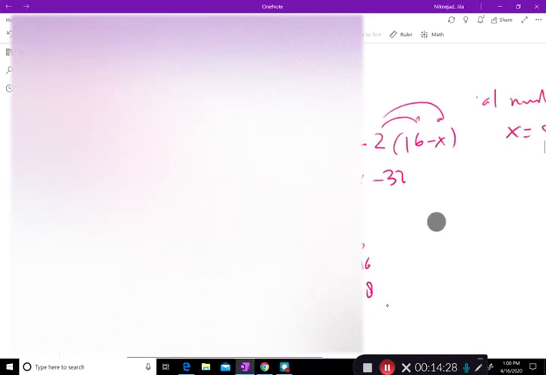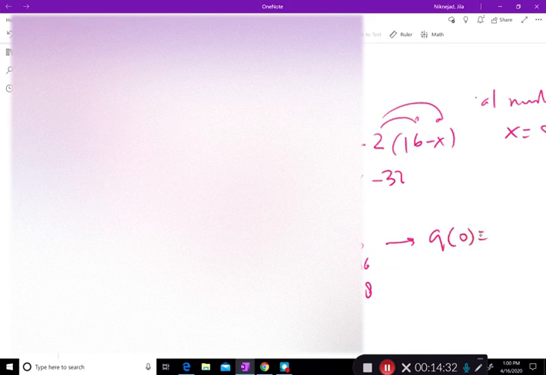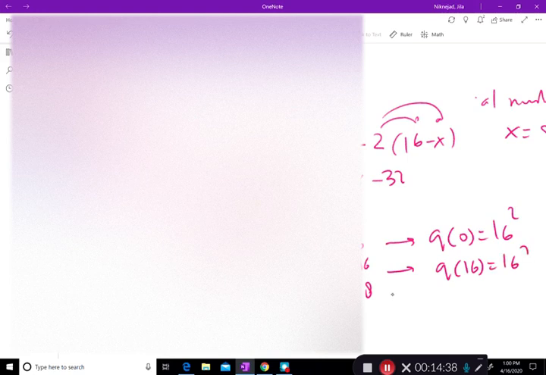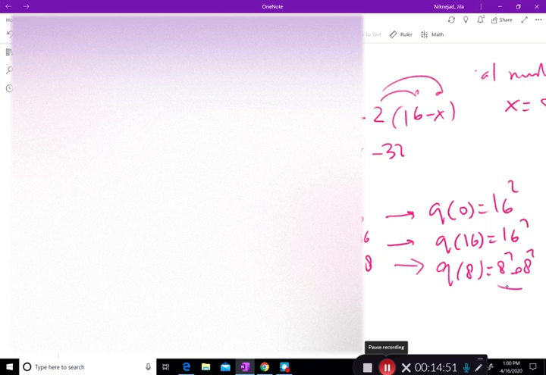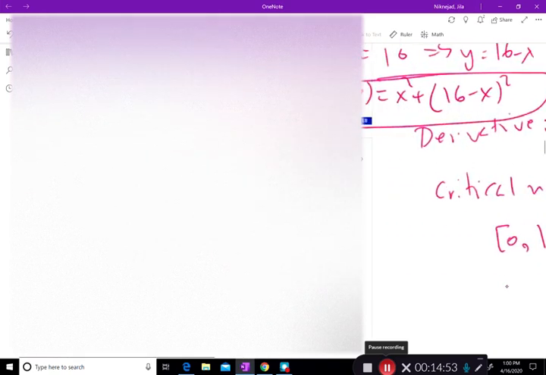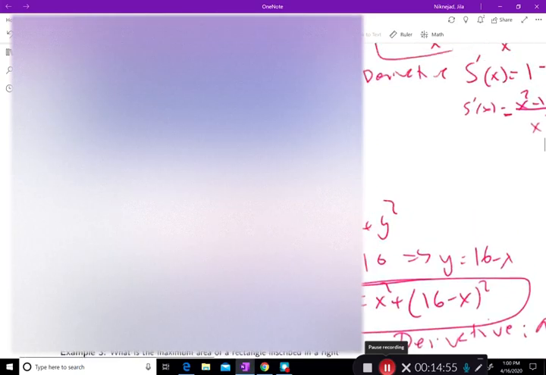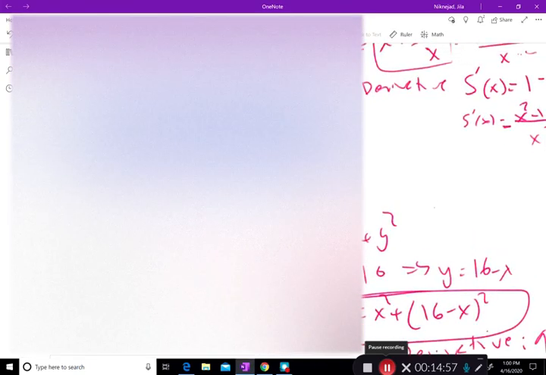So plugging that in, I get Q at 0 equal to 16 to the power 2. Q at 16, I get 16 to the power 2. And Q at 8, I get 8 to the power 2 plus 8 to the power 2. And this one is the smallest of the three. So that's the minimum value that I can get, and that would be 128.